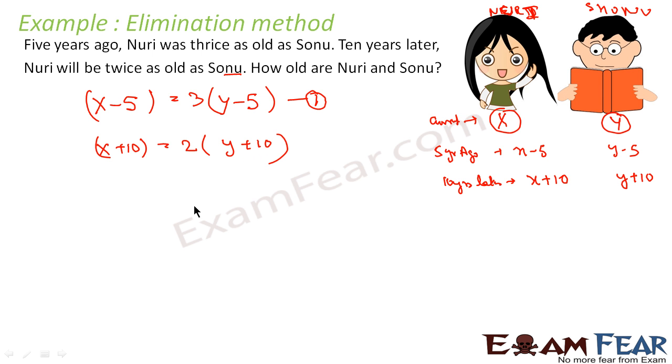Correct? The current ages are X and Y. 5 years ago the ages were X minus 5 and Y minus 5. 10 years later the ages will be X plus 10 and Y plus 10. So we got two equations.